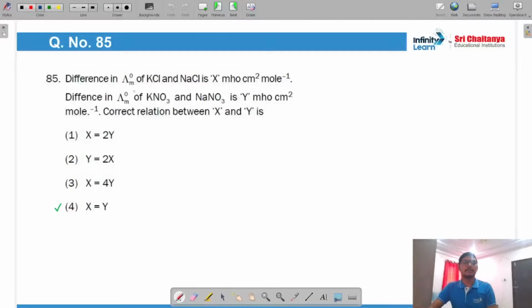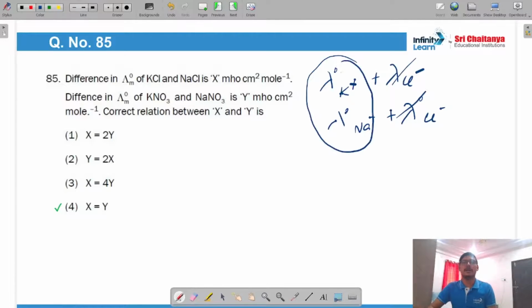Difference in limiting molar conductance of KCl and NaCl. So guys, as per the Kohlrausch law of independent migration of ions, for KCl, the limiting molar conductance is the sum of ionic conductance of potassium ion and chloride ion. Likewise, for NaCl, it is lambda of Na plus lambda of chloride ion. So if you take the difference, chloride will cancel out. So this will basically be the difference in the ionic conductances of potassium and sodium. Of course, in the second case, the difference in the molar conductance of KNO3 and NaNO3, nitrate will cancel out. Again, it will remain potassium minus sodium. So that is going to remain the same. So X is equal to Y. So this is your correct answer.